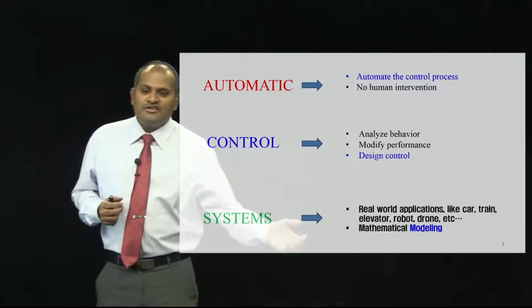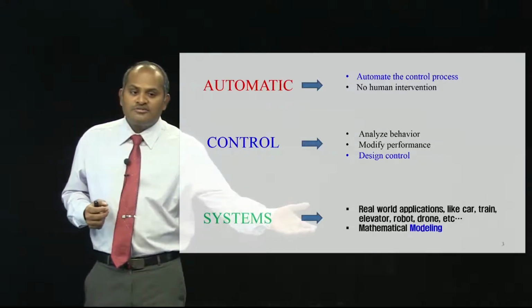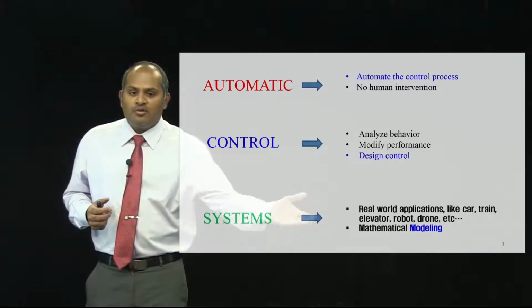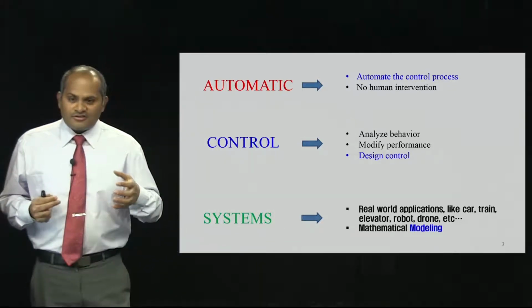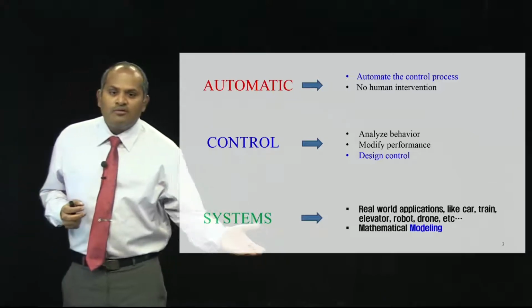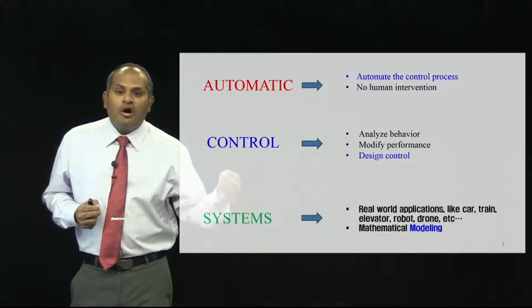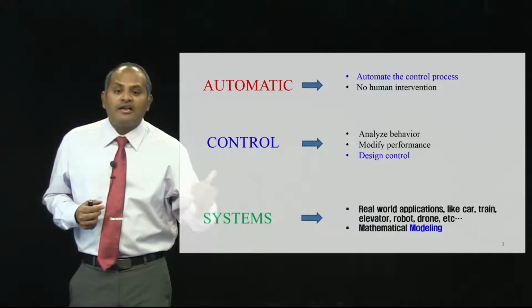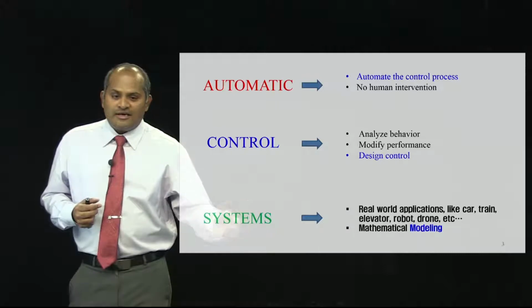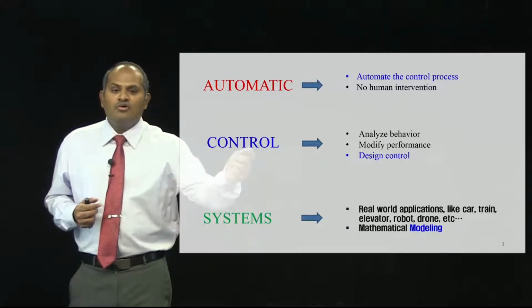So, the real engineering systems whose behavior we would like to model or analyze are systems like train, car, elevator, robot, etc. In the first 4 weeks, we are going to focus on what systems are. We will be learning about how to model the systems. How to model is mathematical modeling. So, we develop models, we try to analyze the systems in the next 4 weeks, and then after the midterm, we actually move to control.